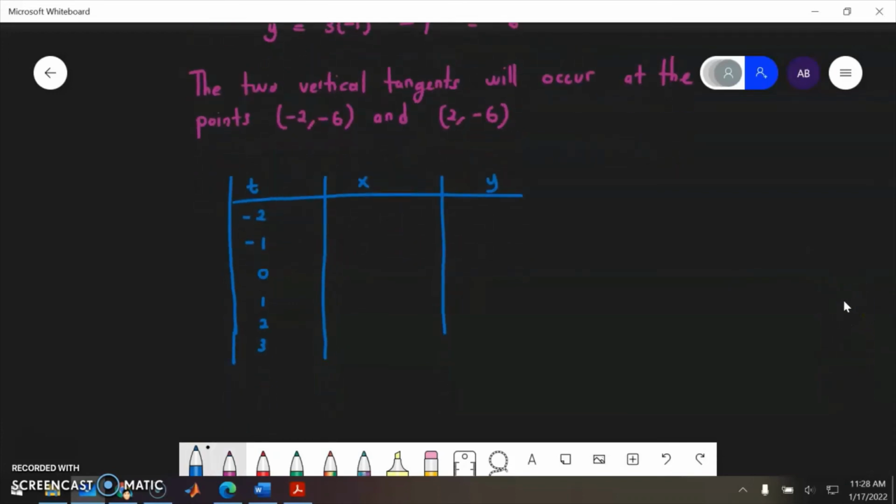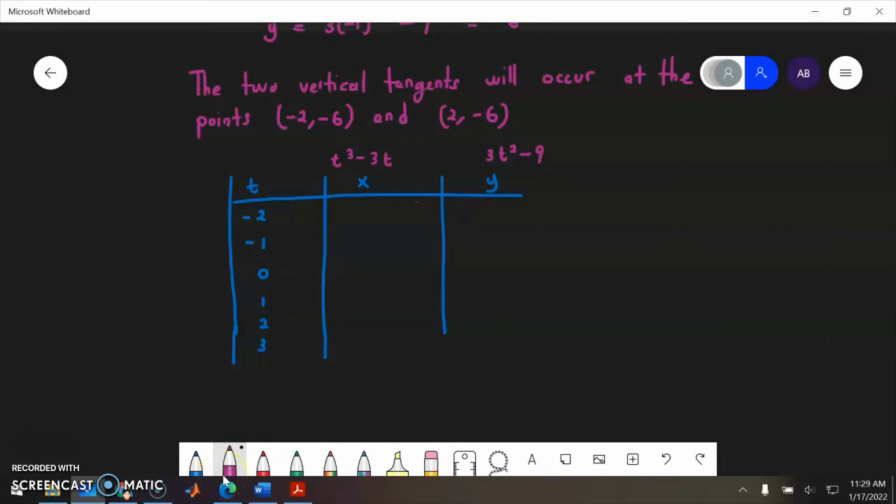Okay, the equation for x here that's given is t cubed minus 3t, and y is 3t squared minus 9. Okay, what do you get when t is minus 2? Minus 2 cubed. Okay, we have minus 2 cubed minus 3 times minus 2. So we have to work fast here, which is minus 8.